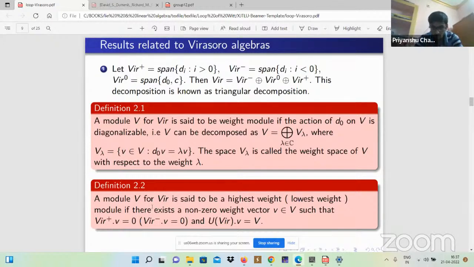Now we define a highest weight module for the Virasoro algebra. A module V for the Virasoro algebra is said to be a highest weight module if there exists a non-zero weight vector v in V such that the V plus action on v is 0, and it will be called a lowest weight module if the V minus action on v is 0, with the one more property that U(V) dot v equals V. Here U(V) is the universal enveloping algebra of the Virasoro algebra.